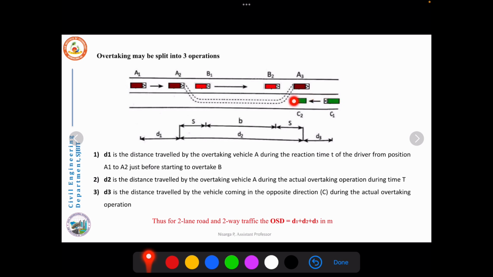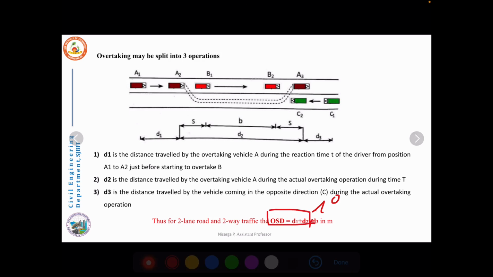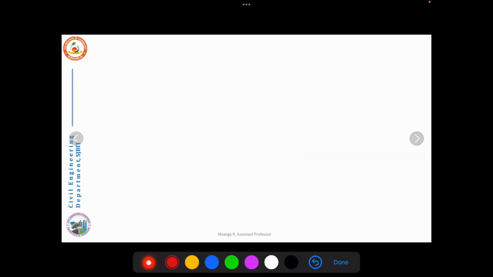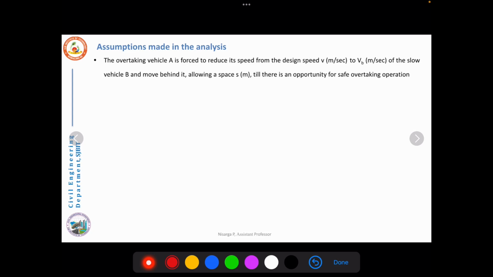So if you have a single lane road, if you don't have any vehicles coming in the opposite direction, the value of D3 becomes 0. Thus the overtaking distance will be just D is equal to D1 plus D2. That will be for the single lane road. So now let us see how all the three distances D1, D2, D3 will be calculated.